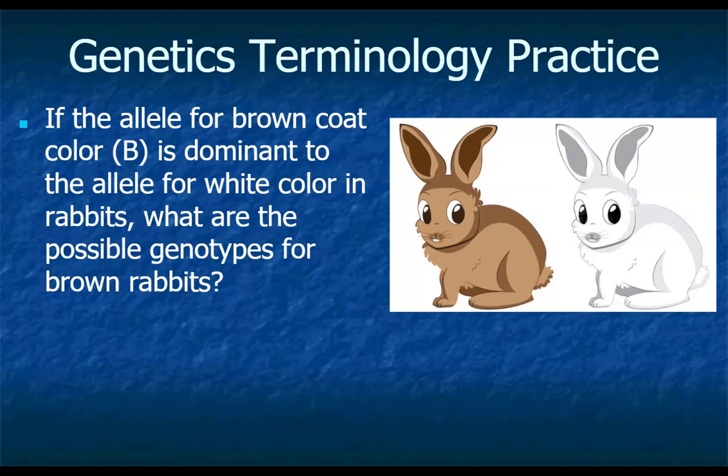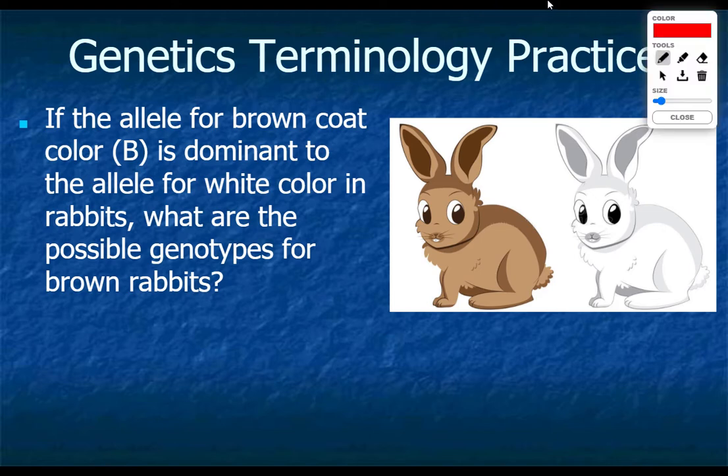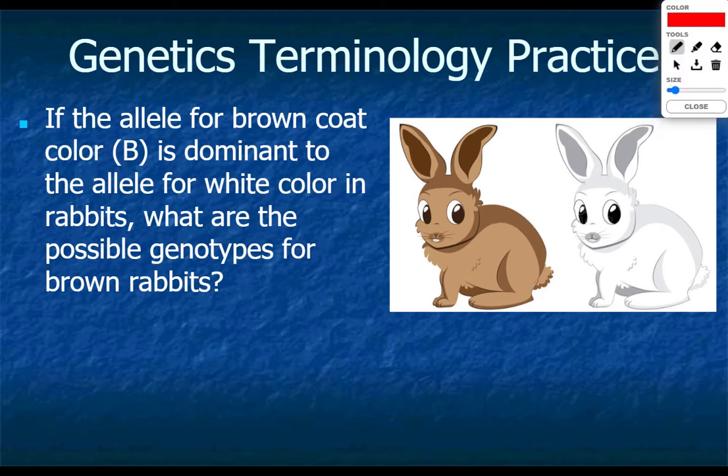Hey guys, in this video we're going to be talking about some Mendelian genetics practice, which is basically simple genetics, and we're going to be talking about Punnett squares. All right, so let's go through a couple practice problems together and go through some of these big ideas. Our first practice problem has to do with rabbits. It says if the allele for brown coat color is dominant to the allele for white color in rabbits, what are the possible genotypes for the brown rabbits?